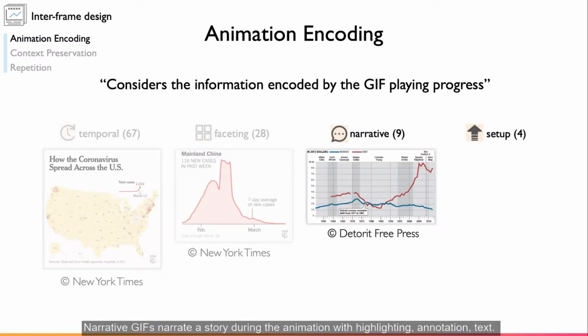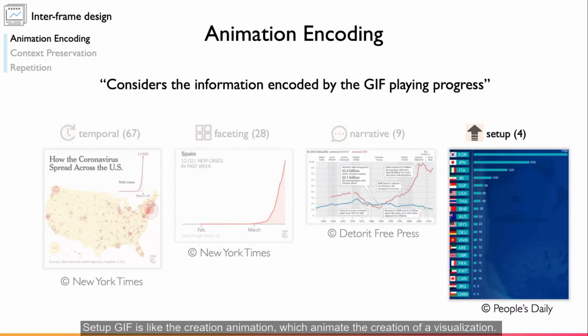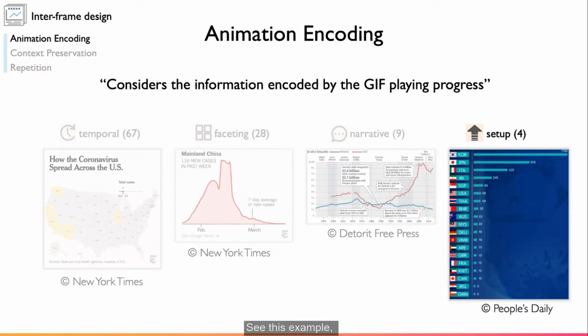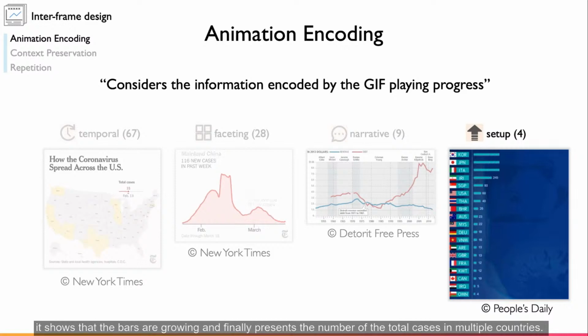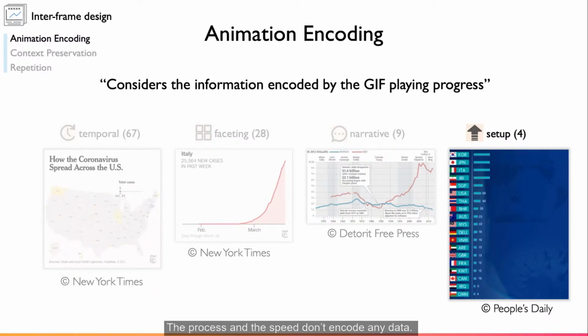Narrative GIFs narrate a story during the animation, with highlighting, annotation, and text. Setup GIFs are like the creation animation, which animates the creation of a visualization. See this example. It shows that the bars are growing and finally presents the number of the total cases in multiple countries. The process and the speed don't encode any data.